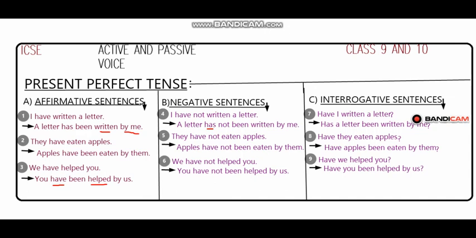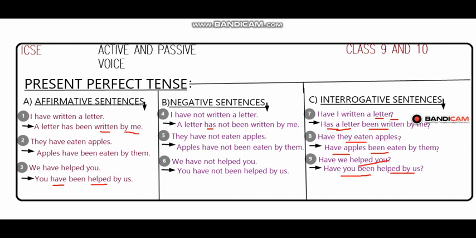Okay, now interrogative sentences, similar. The rules are similar, but little changes would be there. So, have I written a letter? We know that our letter will come as a subject, so according to our letter we put has in the starting. So, has our letter been written by me? Again, have they eaten apples? Have apples been eaten by them? Have we helped you? Have you been helped by us?